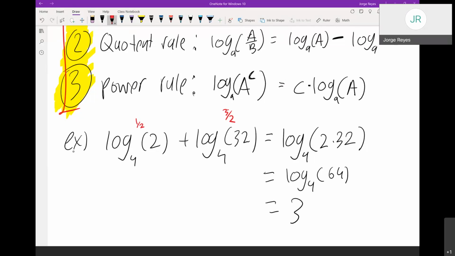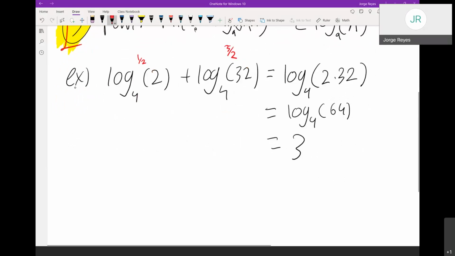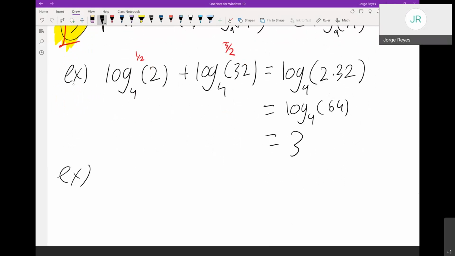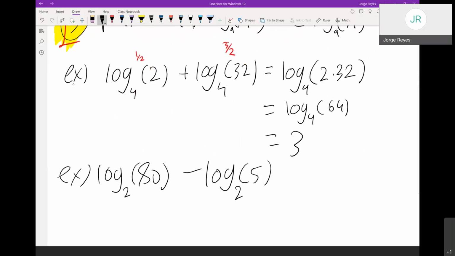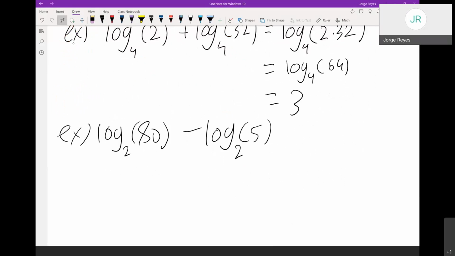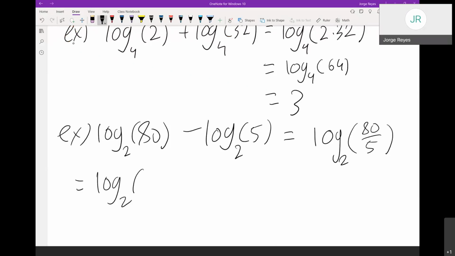And then in a similar way, let's say I want you to calculate log base 2 of 80 minus log base 2 of 5. Well, then we would use the quotient rule. Log base 2 of 80 divided by 5, which is log base 2 of 32. And that one we know is 5.